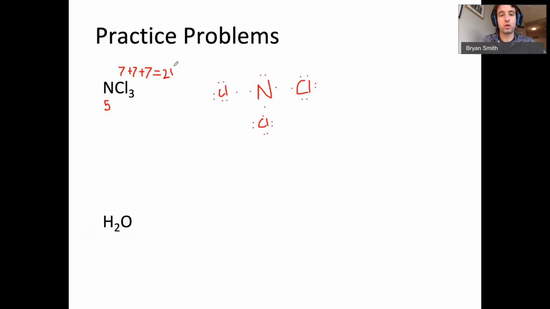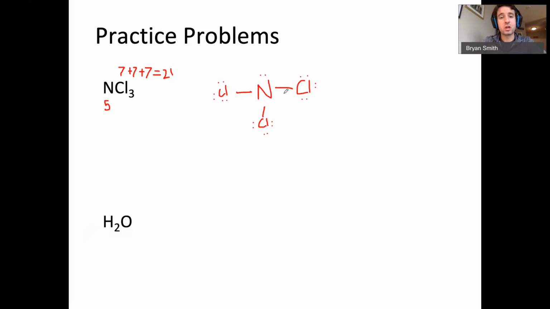You'll notice that I have a total of 21 dots from my chlorines and then 5 dots from my nitrogen. So my total is 26 dots, that's taken care of. Now remember, the first rule is total number of electrons can't change. And the second rule is each atom needs to have 8 valence electrons. So that means we need to form bonds. Here's one bond. Here's a second bond. Here's a third. Everything's now connected.